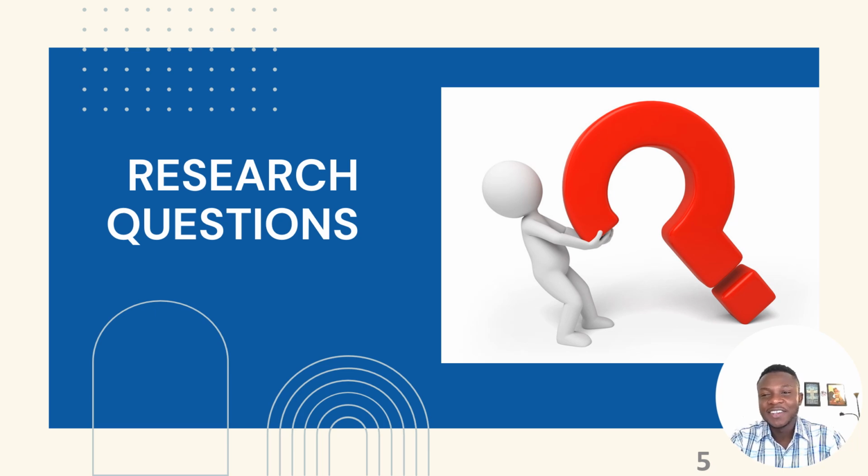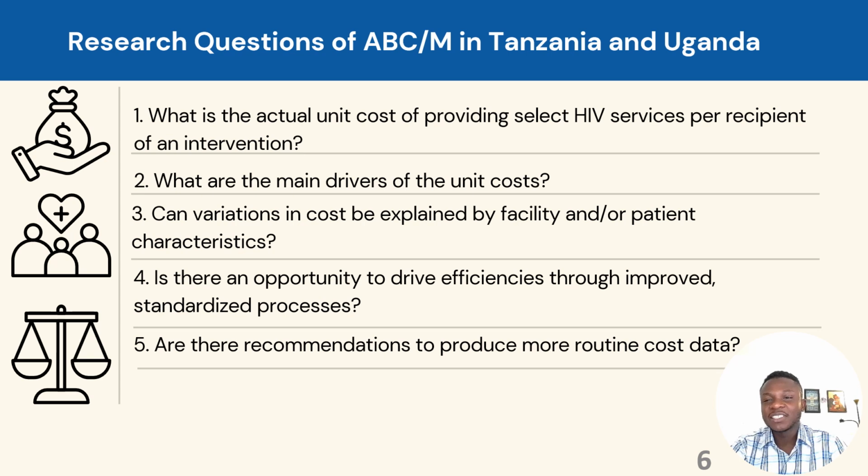Now, let's take a look at the research questions. The research questions we address in both Tanzania and Uganda include: what are the actual unit costs of providing select HIV services? What are the main cost drivers of these unit costs? How much variation is there in the unit cost, and can this be explained by either the facility type or the patient's characteristics? Are there ways to make this service delivery and interventions more efficient? And how can we make this process of data collection become more routine?